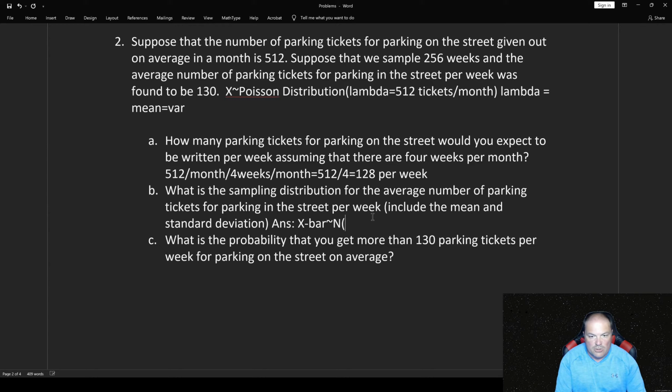comes from a normal distribution with mean 128 and variance 128 divided by 256.